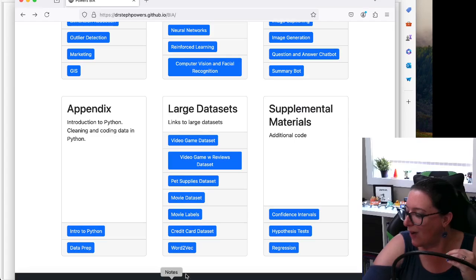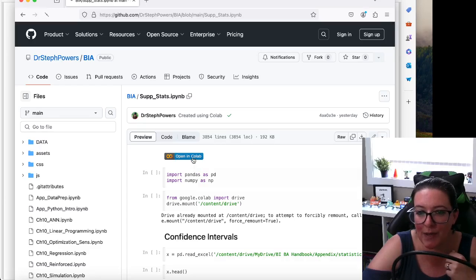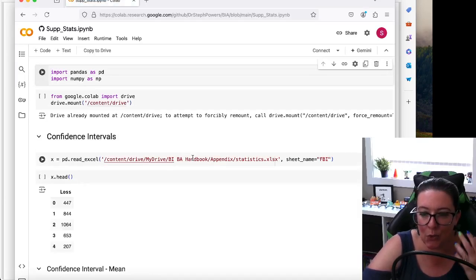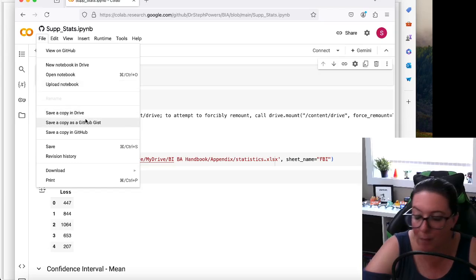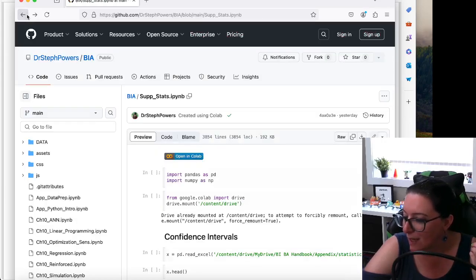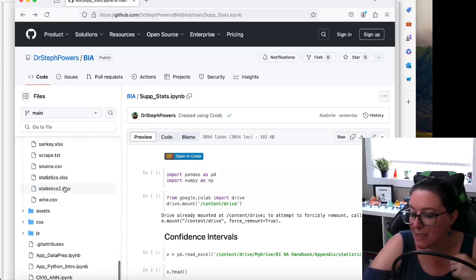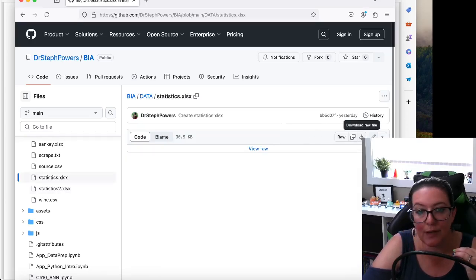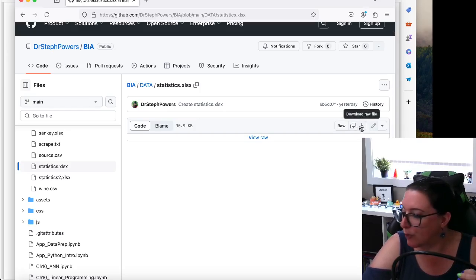Okay, so when you go to drstephpowers.github.io/BIA, you click on hypothesis tests. Then what you do is click here on Open in Colab. This opens in Google Drive. Make sure you're logged into your Google account. Make sure you save a copy in your drive. You will also need the data sets, and you can find the data sets here under Data. We are using Statistics and Statistics 2. So use those by downloading them. Click on that, download it here. Download this and then dump these two into your Google Drive.